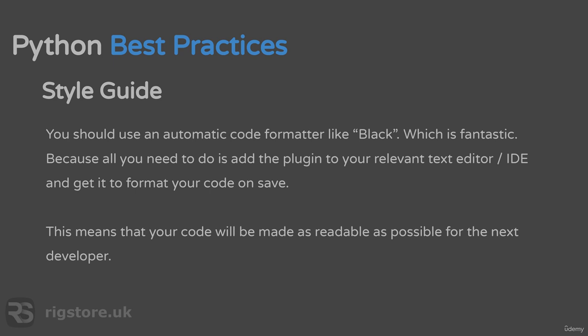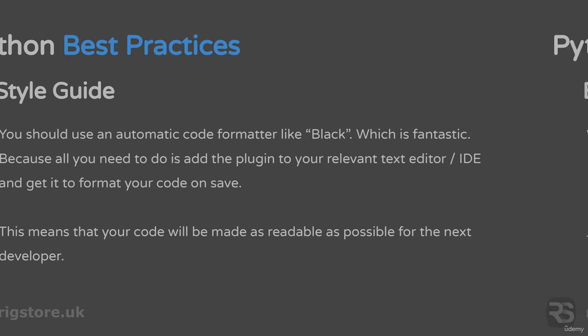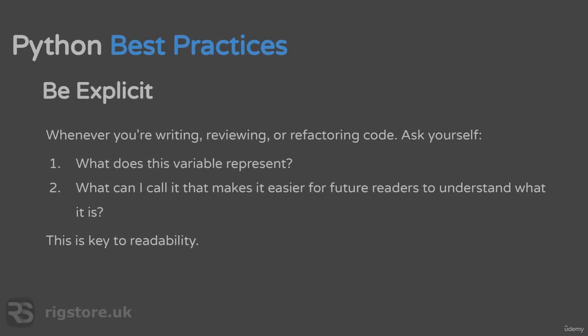So this means your code will be made as readable as possible for the next developer, or yourself in 5 years when you come back to look at your code. Now, as we've said before, be explicit. Whenever you're writing, reviewing, or refactoring code, ask yourself, what does this variable represent? What can I call it that makes sense for a future reader to understand what it is? This is key to readability.